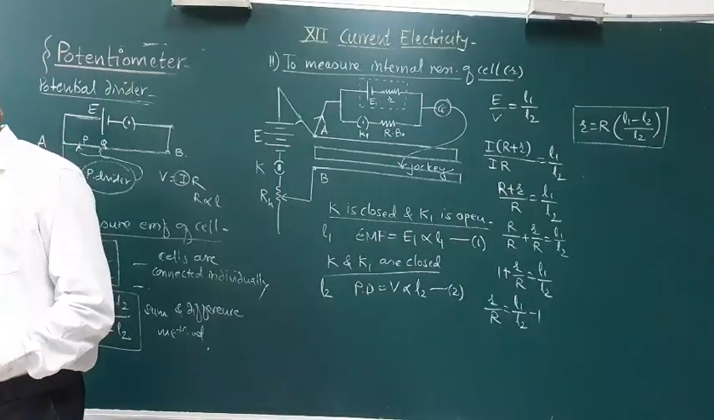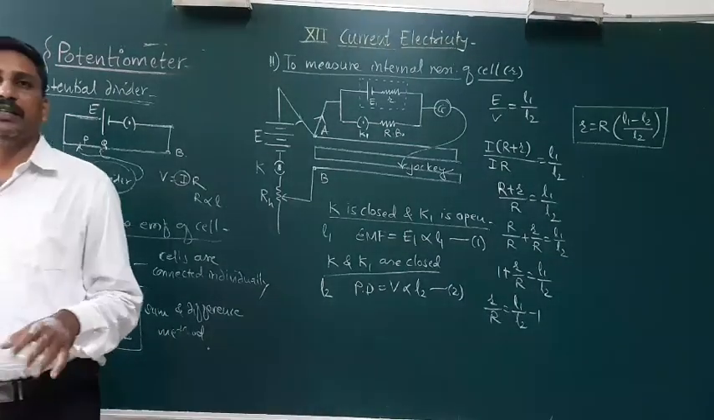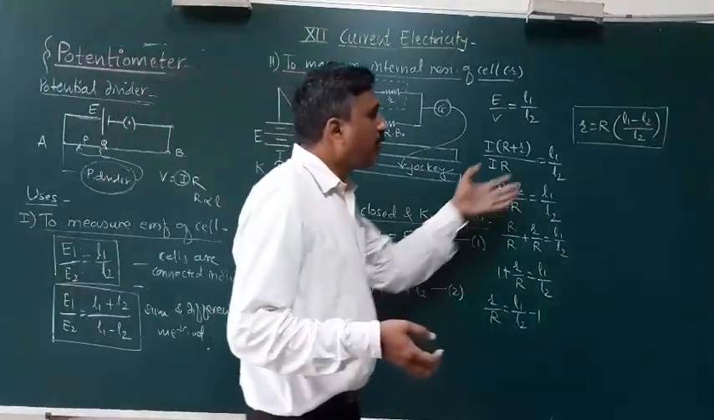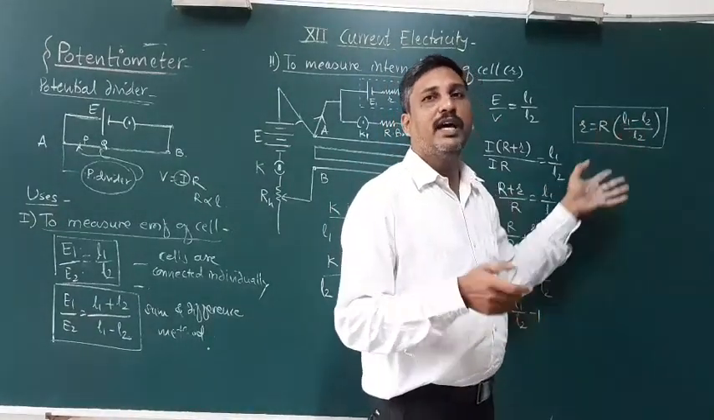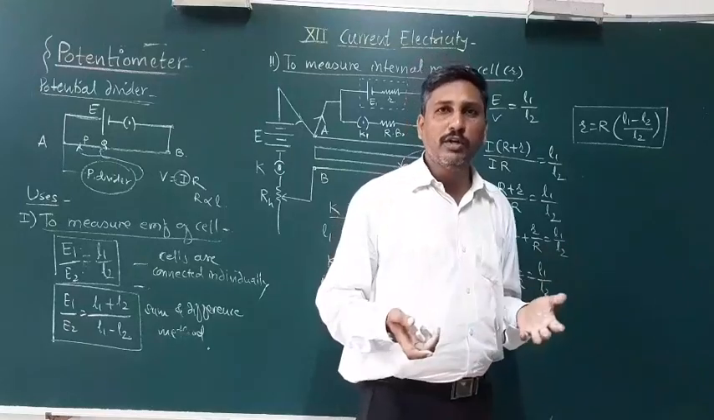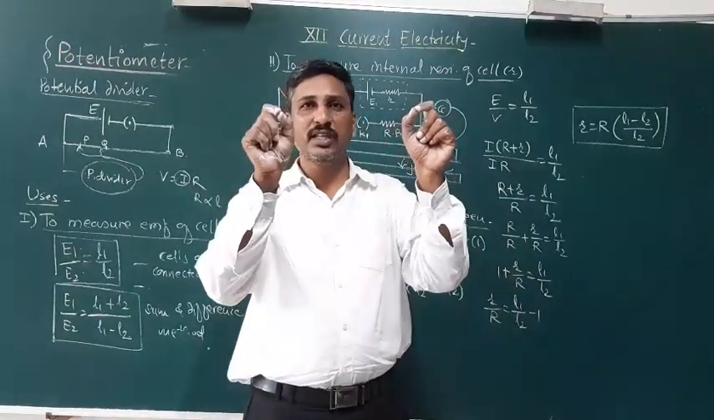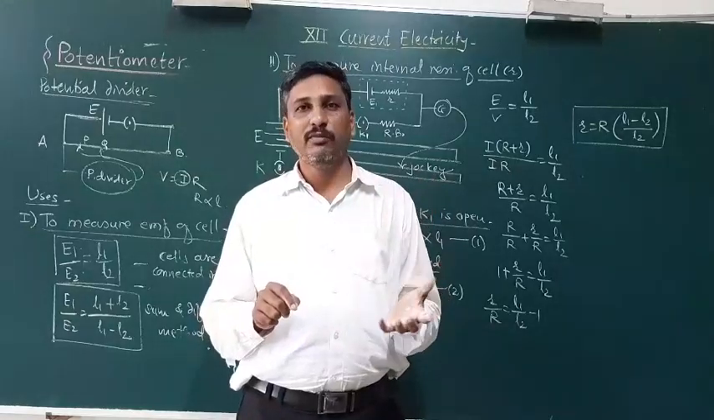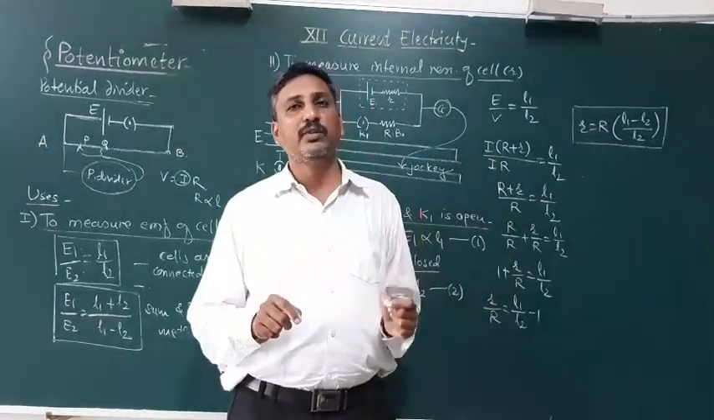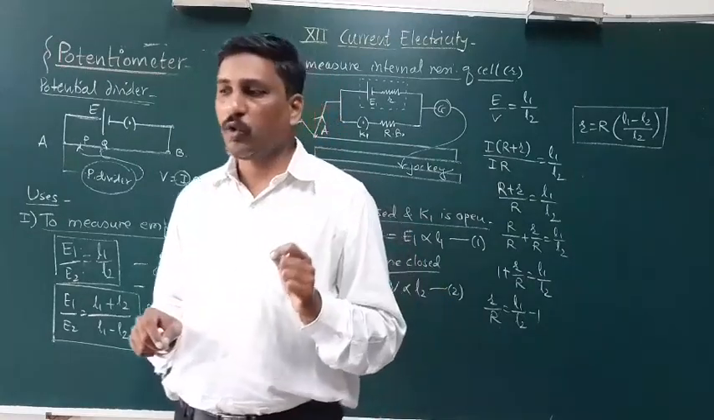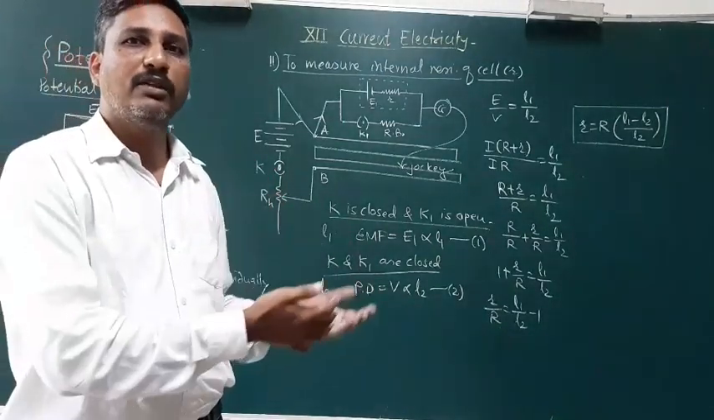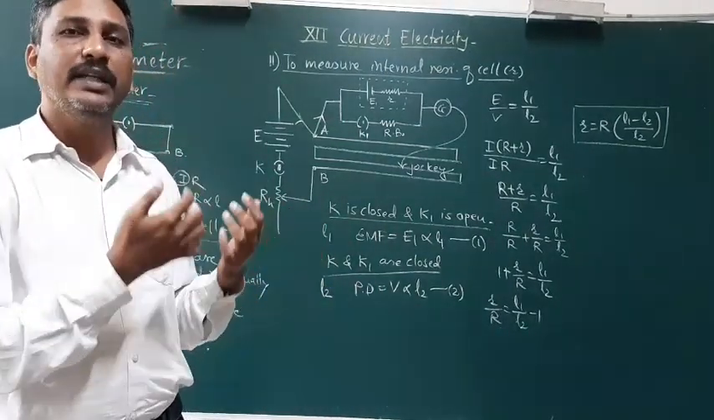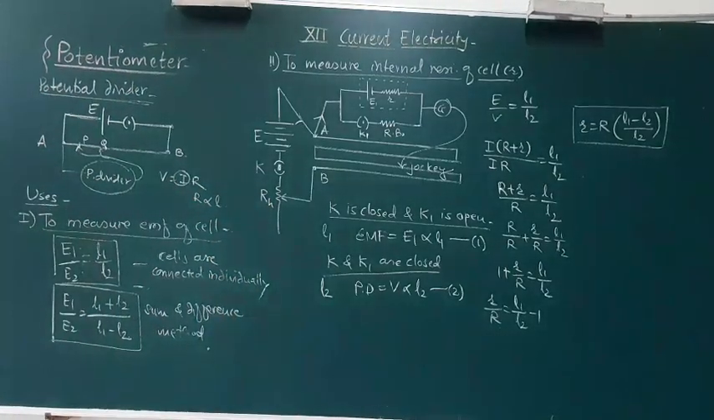Then in the potentiometer, we cannot get direct readings because only formulas are used. First we calculate some lengths, then substitute those values in the formula, and then we get the value of internal resistance. But in the voltmeter, the scale is calibrated, so we can directly measure the value in an analog or digital way. So the potentiometer never gives direct readings. This is all about the potentiometer. Whichever part you require, just revise that part once again, read from the textbook, and write down the uses. Now we stop here today.